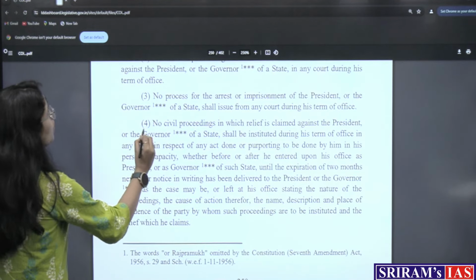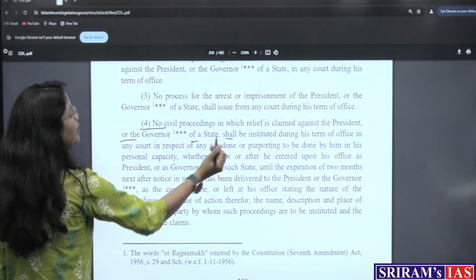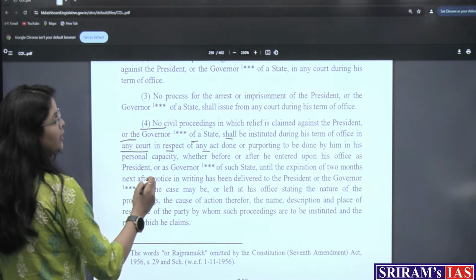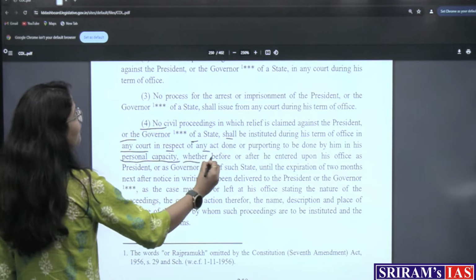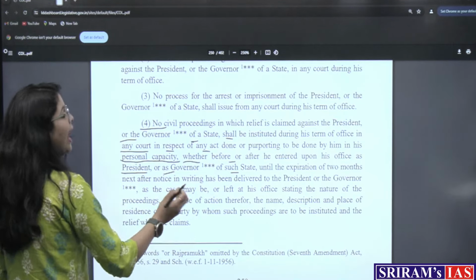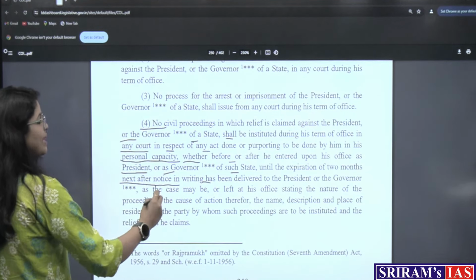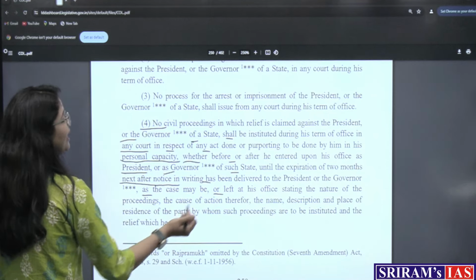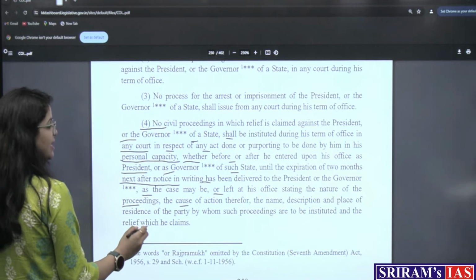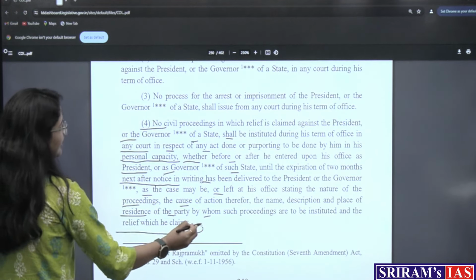It states that no civil proceedings in which relief is claimed against the president or the governor of a state shall be instituted during his term of office in any court in respect of any act done or purporting to be done by him in his personal capacity, whether before or after he entered upon his office as president or as governor of such state, until the expiration of 2 months next after notice in writing has been delivered to the president or the governor, as the case may be, or left at his office, stating the nature of the proceedings, the cause of action therefor, the name, description and place of residence of the party by whom such proceedings are to be instituted and the relief which he claims.